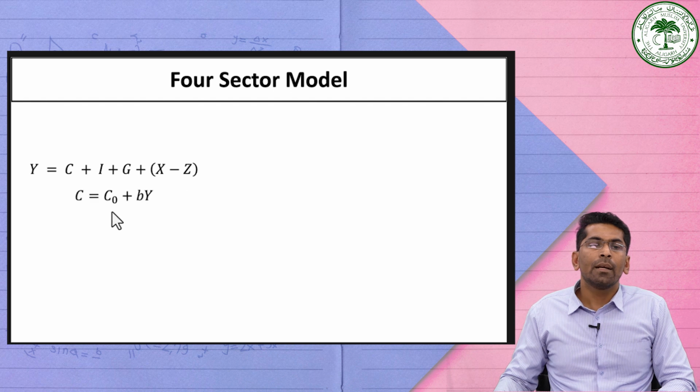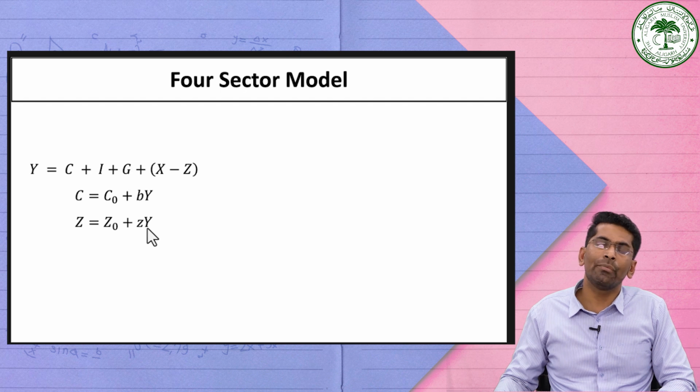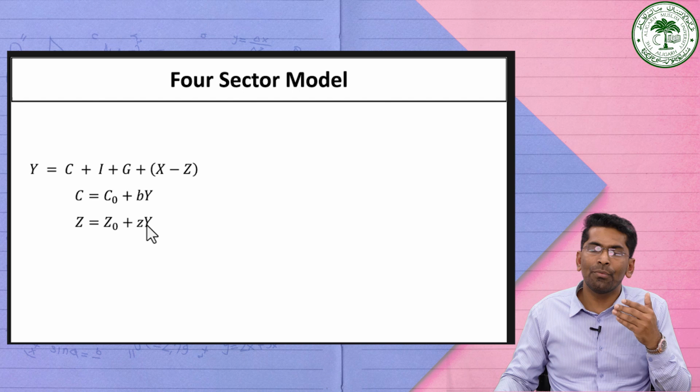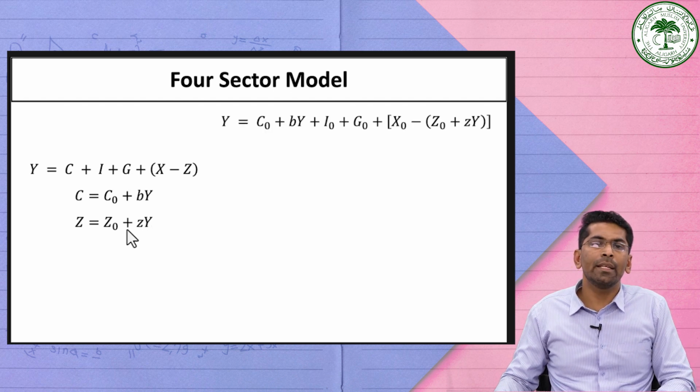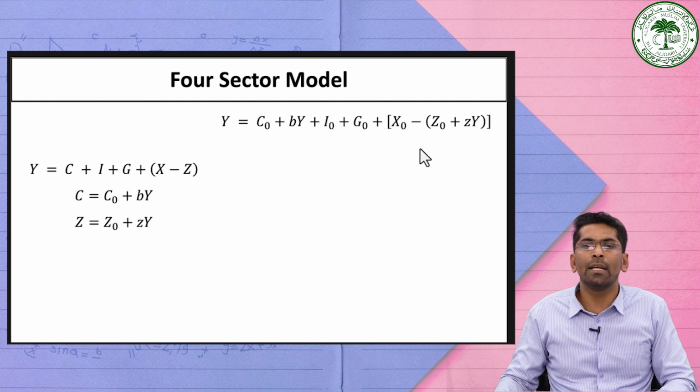So here the consumption function is given. The import function, Z, is a function of the level of income. See, our imports are a function of the level of income of the domestic people. So here Z is equal to Z0 plus ZY. That is, our imports are also proportional to the level of income. So incorporating these things into the income equation, it will become Y is equal to consumption, that is C0 plus BY, investment, government expenditure, then export, which I am denoting as X0, minus Z. Instead of Z, I am substituting Z0 plus ZY within the bracket.